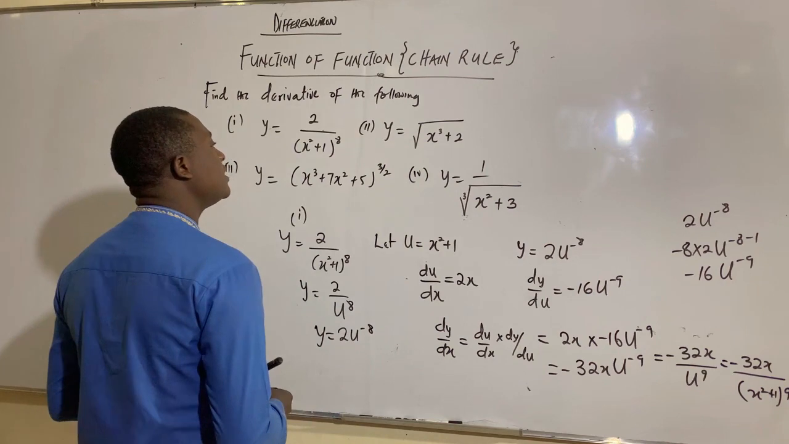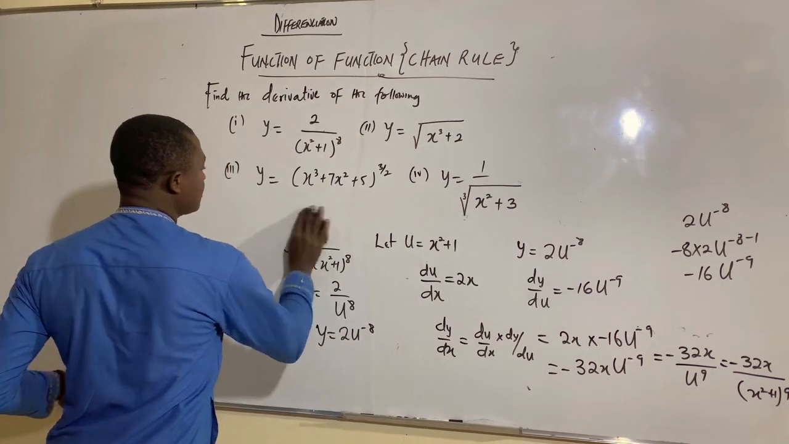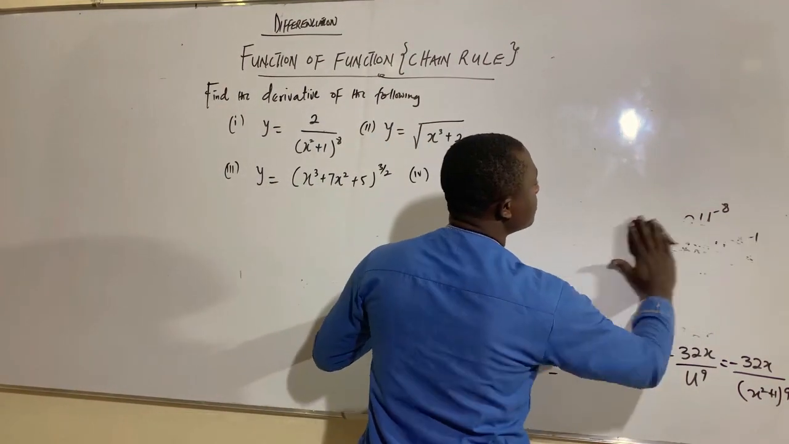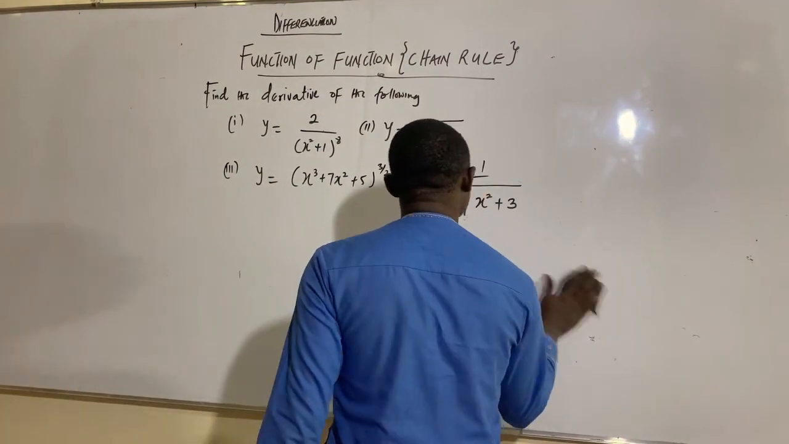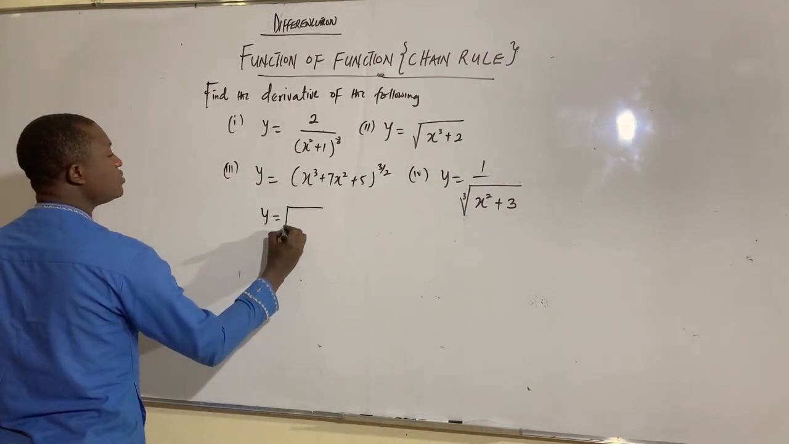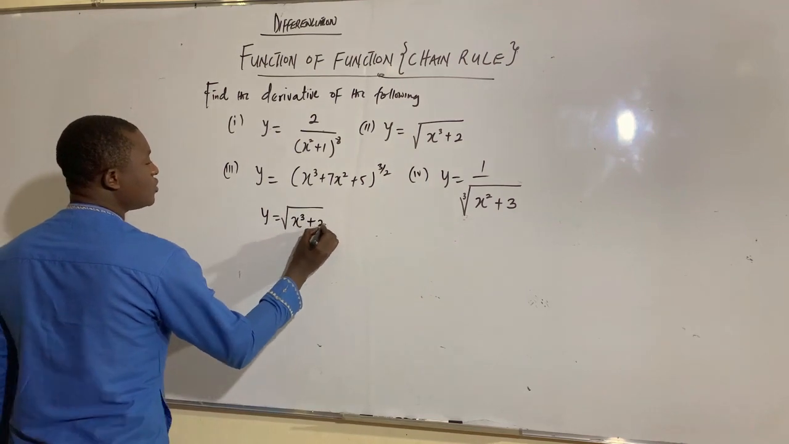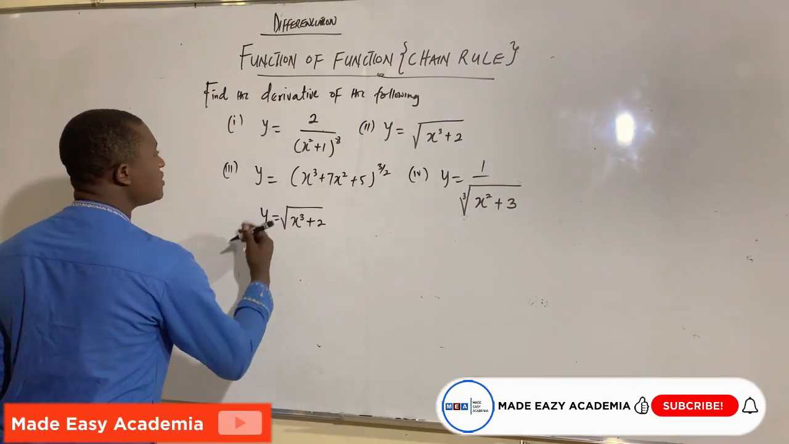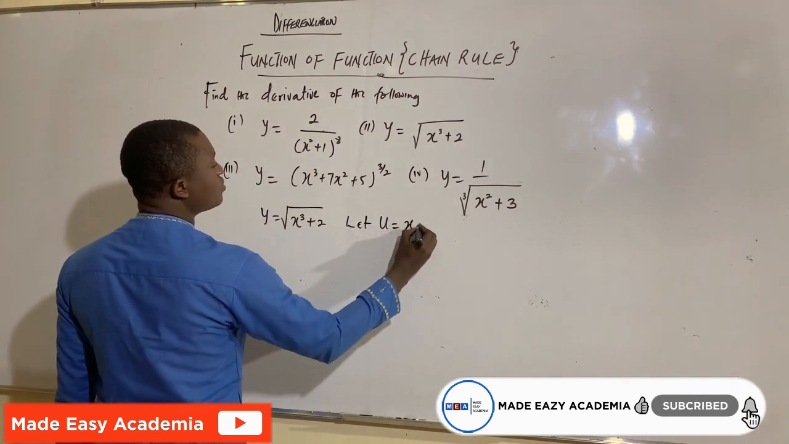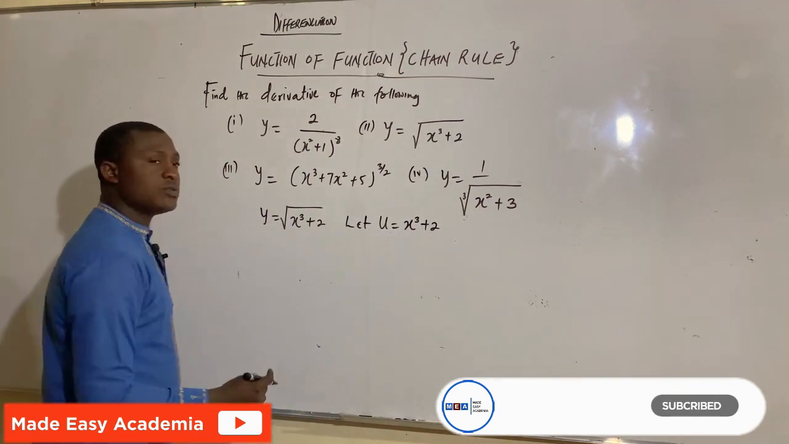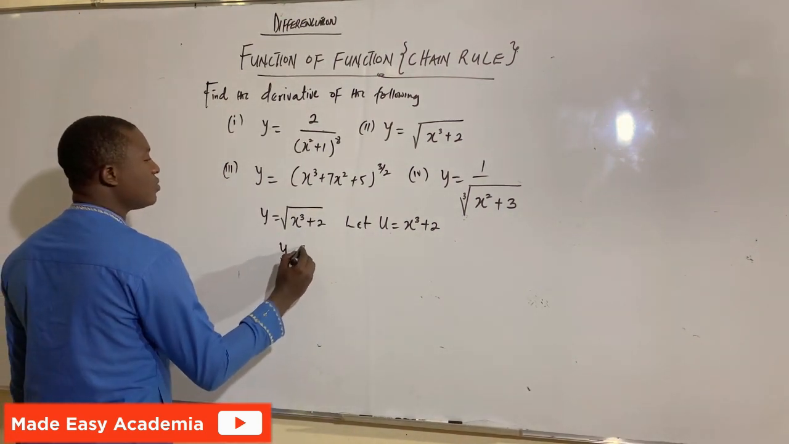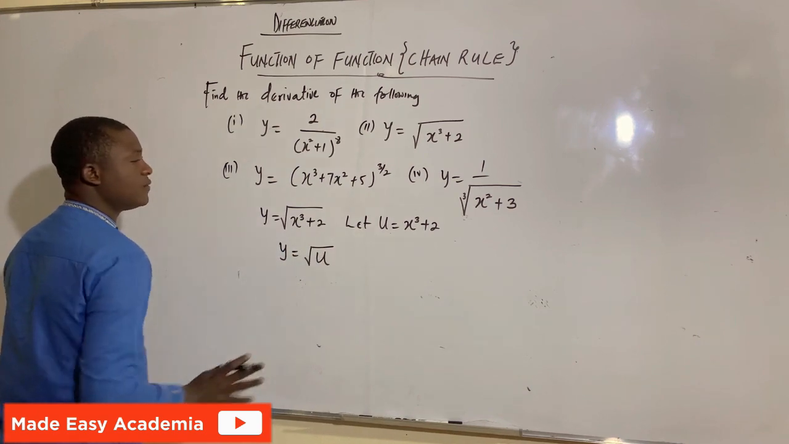The second question, they said y is equal to root of x cubed plus 2. So the same thing, I will firstly change this and say let u equal x cubed plus 2, right? So if u is equal to x cubed plus 2, then this one will now become root of u. You get that?